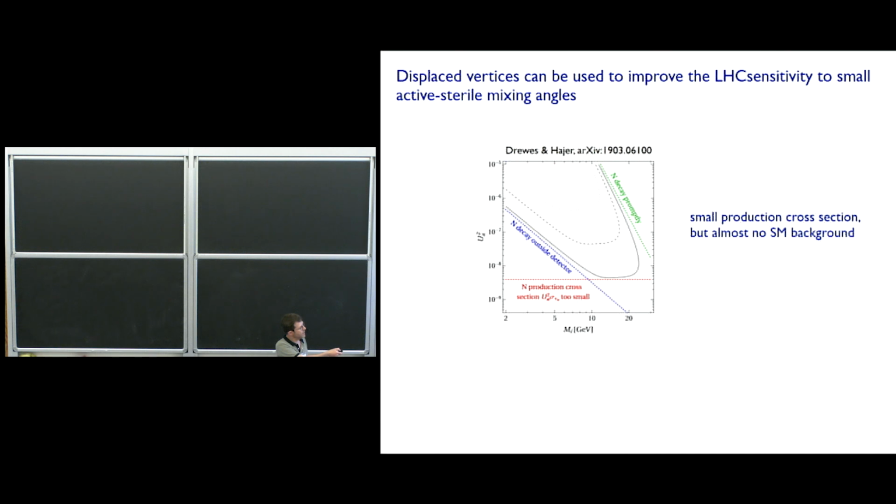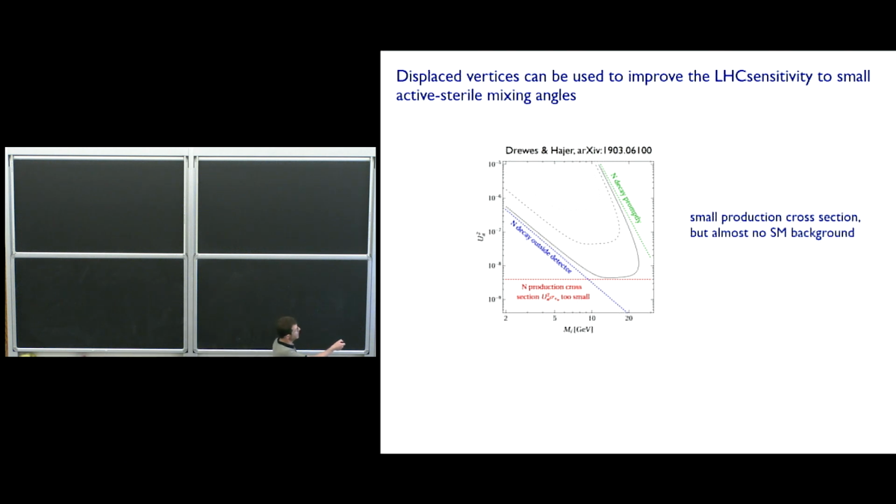It's because there are very few long-lived particles in the standard model, some B mesons, but after some distance you have practically no standard background. There's always a little bit of background, sometimes instrumental, but you have almost no standard background when you're looking for displaced vertices.